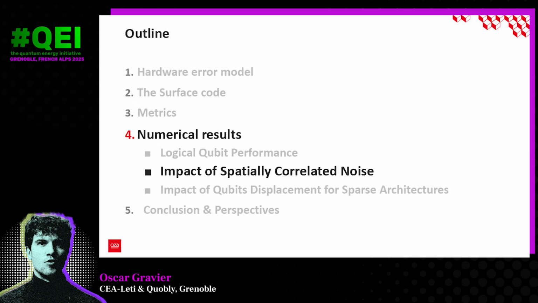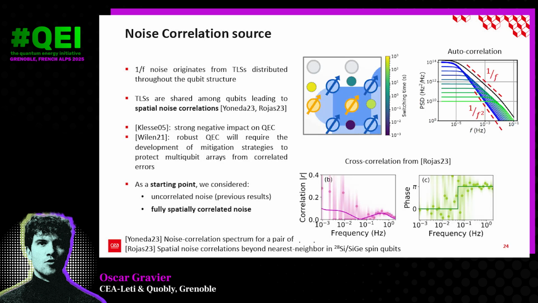Then I can switch to the impact of spatially correlated noise. As I've said earlier, the noise came from two-level systems distributed into the structure. And as these two-level systems are shared, it brings spatial noise correlation, which has been shown by these two very good papers from Yoneda and Rojas.